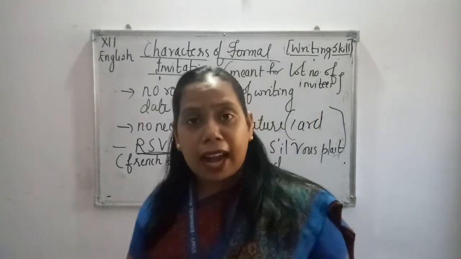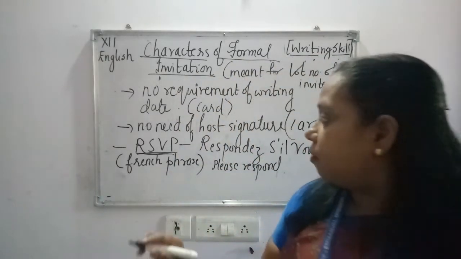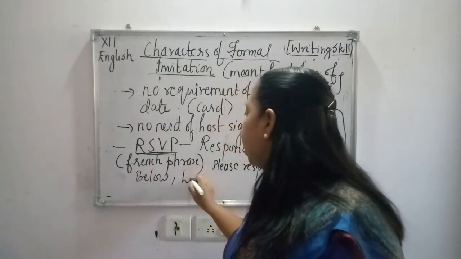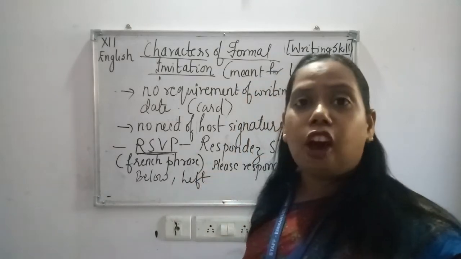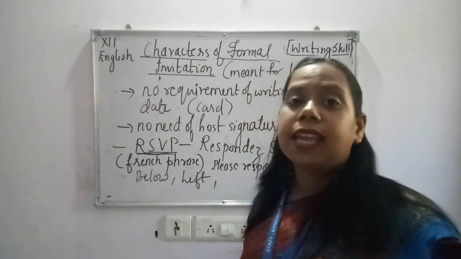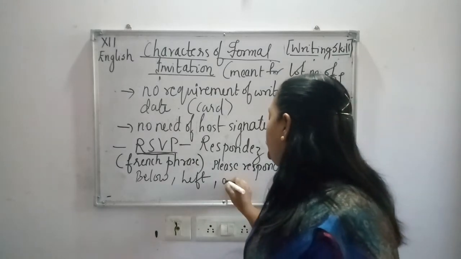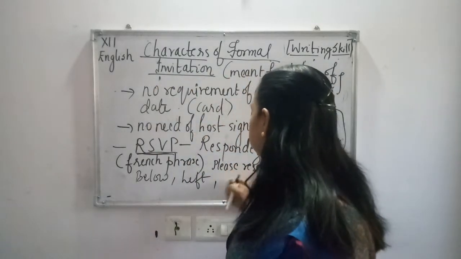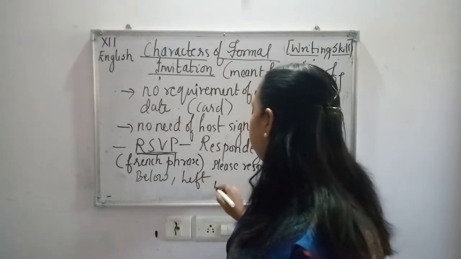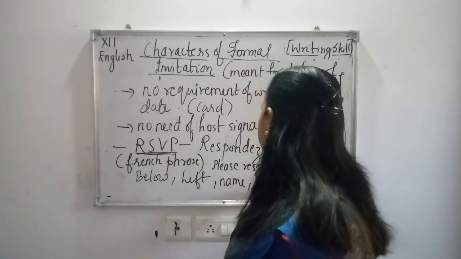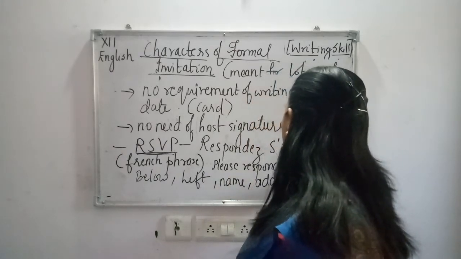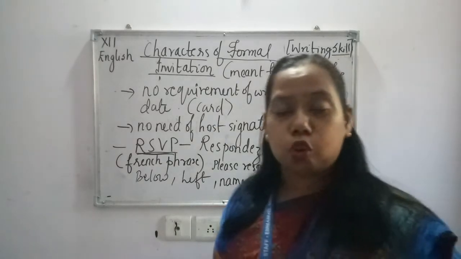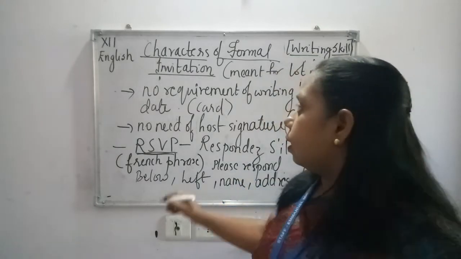In the card, where is RSVP always written? Below. Remember, it is written at the below left-hand corner. On the left side it is always written, along with the name and address of the host. Today mobile numbers are also written below left. It is written along with the name and address of whom? Of the host.